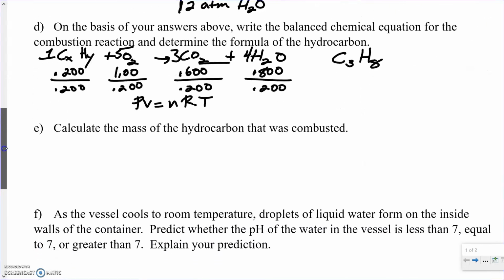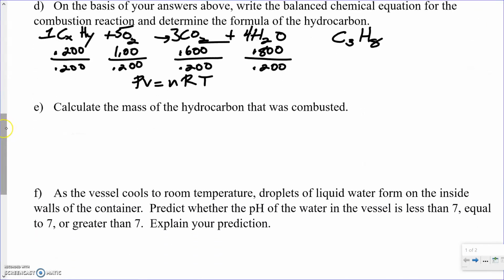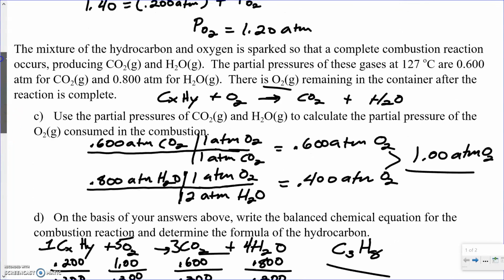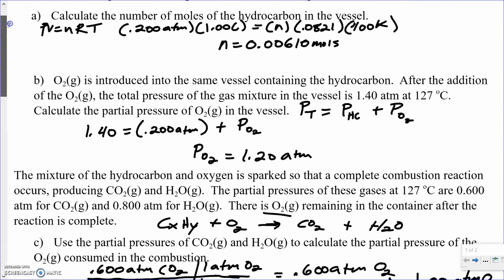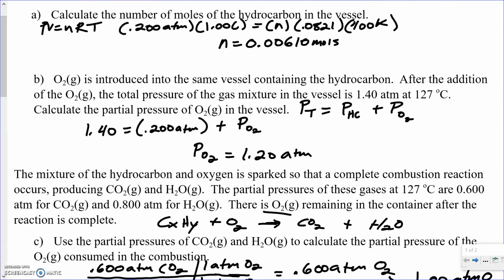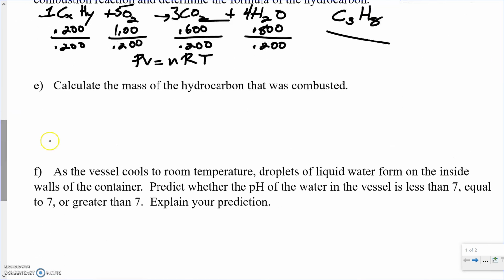Okay, part E. Calculate the mass of the hydrocarbon that was combusted. So, not too bad. We already know what our hydrocarbon is. And if we jump back all the way up to A, remember we calculated the amount of moles: 0.00610 moles. Now we get to do our stoichiometry.